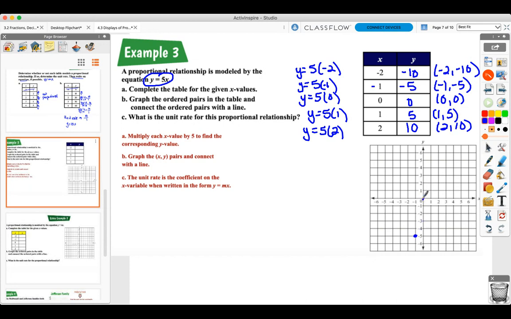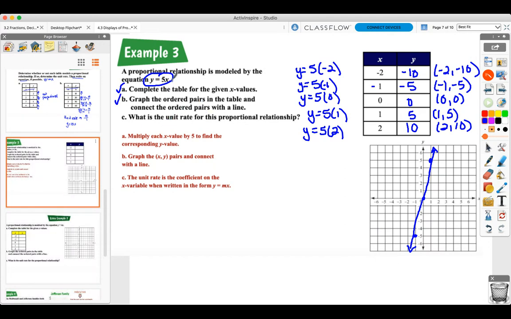0, 0, right in the origin. These graphs have to go right through the origin. And 1, 5 is right here. And now all you're going to do is connect your points. So that's what we have. We've checked off completing the table, graphing it, and now what is the unit rate?